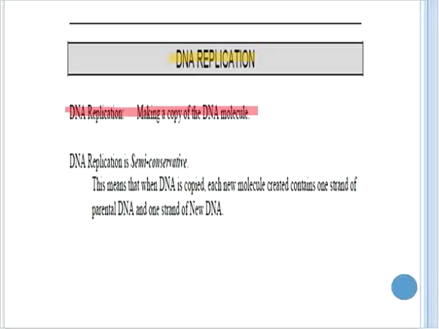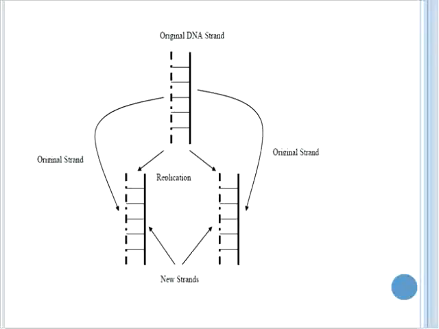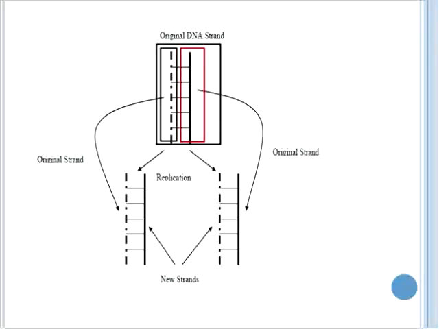DNA replication is said to be semi-conservative. In short, when DNA is copied, each new molecule created contains one strand of original parental DNA and one strand of new DNA. To illustrate, if we were to take the strand up top to be the original strand, on the left we have dashed lines, on the right solid. Each of these strands become embedded part of the strand to follow. The parental strand, the original parental strand, becomes part of the new DNA molecule, the daughter molecule.